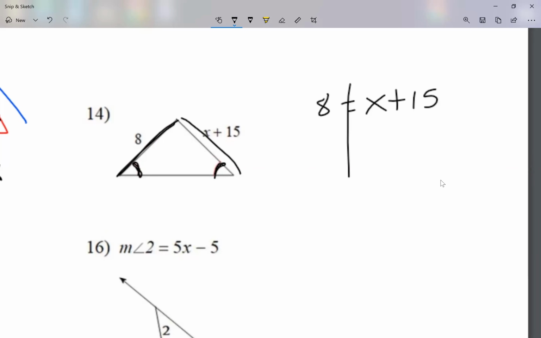Remember, I separate my sides through the equal sign. I forgot to do that on the previous one. I'm going to separate it so I can see it. I want x by itself, so this plus 15, I'm going to move it to the other side as a minus 15. Don't forget to switch the sign. Now, 8 minus 15 is negative 7. On the right side, I have x by itself. So x is equal to negative 7. There. Now, let's take a look at number 15.